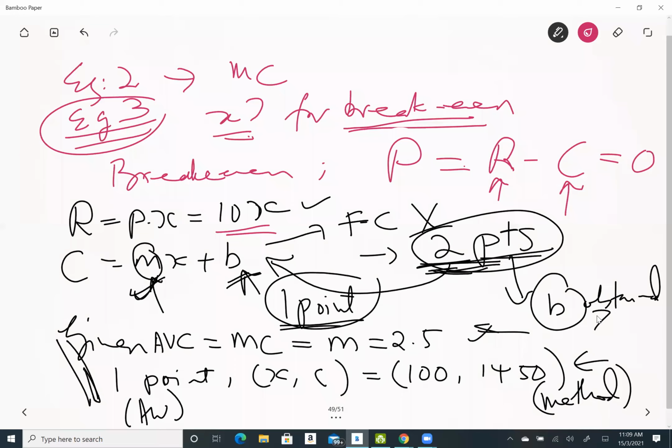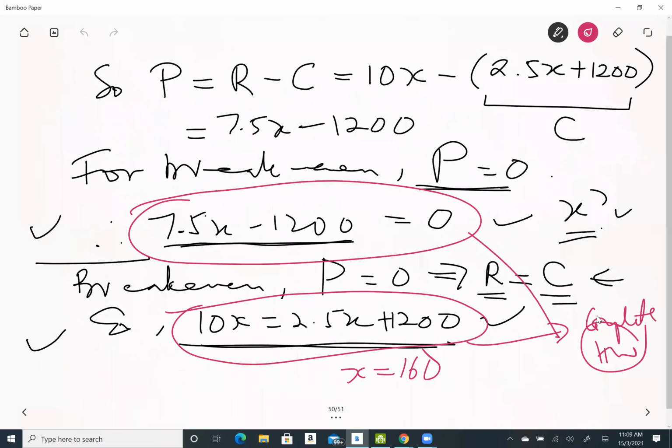Okay, now what is the cost function? The cost function, where M is 2.5. So the cost function which we already put, you already have 2.5x plus 1200. So that is the cost. Okay, understood. So we need to make a new function.